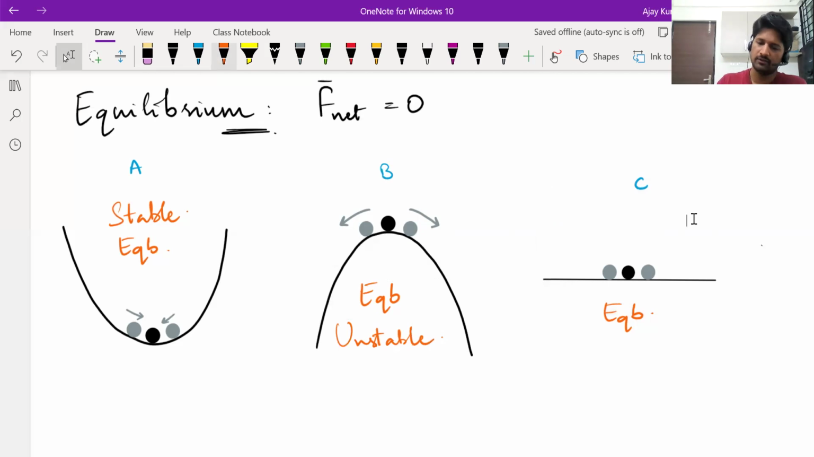Okay, that kind of equilibrium, like even if you disturb a system a little bit, it should neither have a tendency to come back to equilibrium nor have a tendency to go away from equilibrium. That kind of equilibrium is called neutral equilibrium.